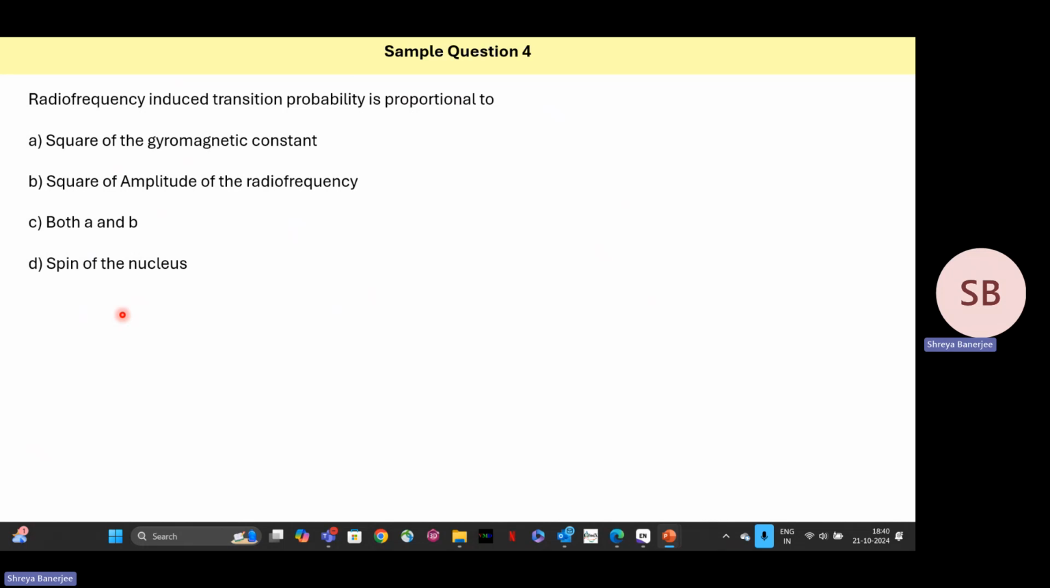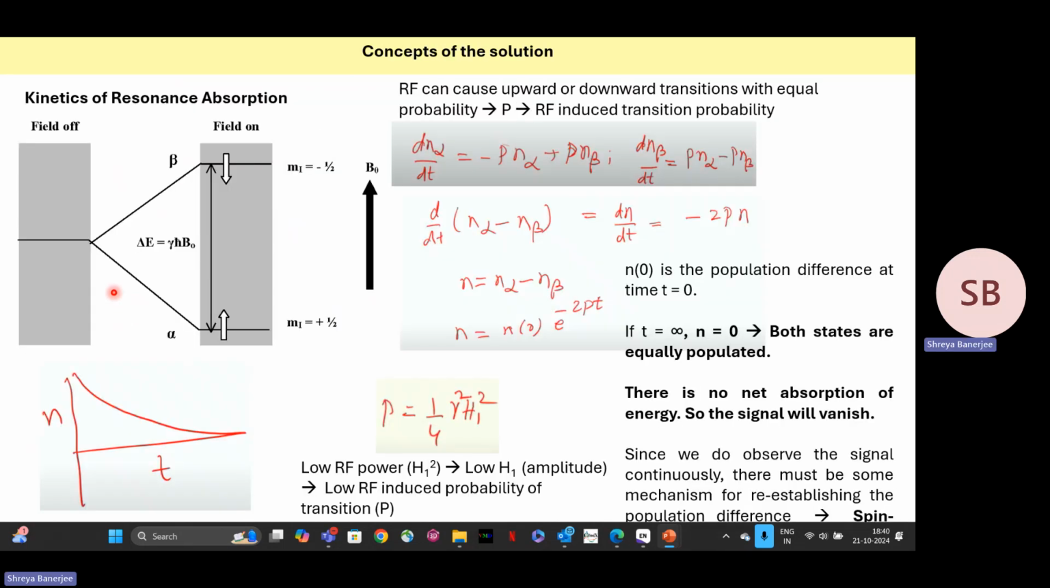The next question is asking, radio frequency induced transition probability is proportional to what? So if we look briefly into the kinetics of NMR, we know that when spin is half and the field is off, there is only one energy level. But when field is switched on, the lower energy level is when the spin is in the same direction as the B0. Upper energy level is when the spin is in opposite direction of B0. Now, when you apply an RF pulse, it can cause an upward or a downward transition with equal probability. And we will call this probability of transition as P.